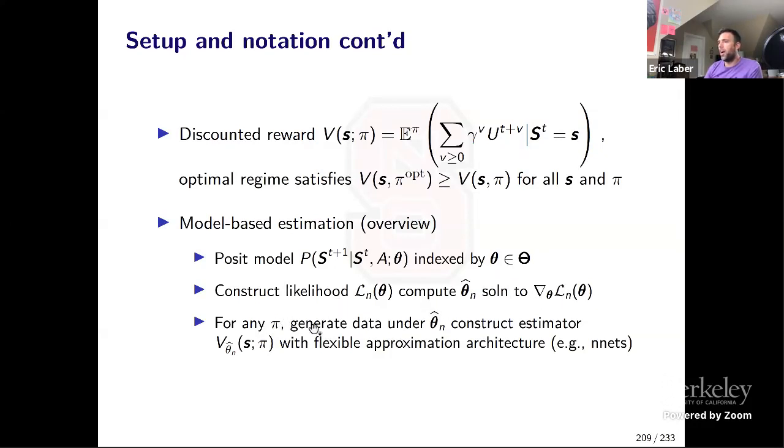And then for any pi, we can generate data under theta hat, the maximum likelihood estimator, to construct an estimator, say V_theta hat(s, pi). And I'm going to assume that we're generating an enormous amount of data with some very flexible approximation architecture. So basically you get the value function under this dynamics model. So I'm assuming you're going to generate trillions and trillions of points, and you're going to use a very flexible, properly tuned neural network. And so this thing is the right value function for this policy if these were the dynamics. Right? Just to simplify the exposition here.